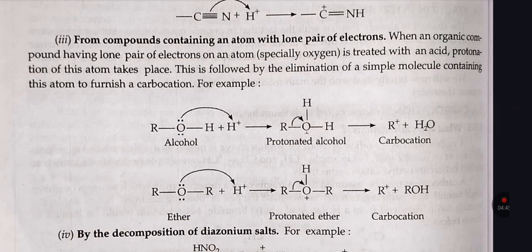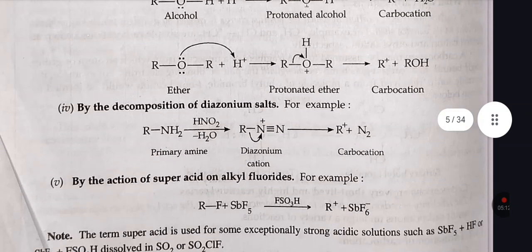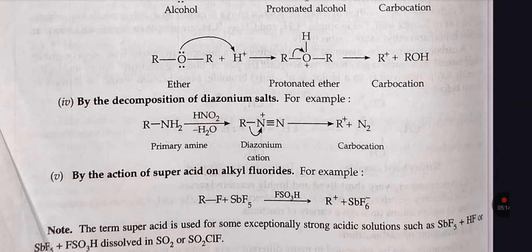From compounds containing an atom with a lone pair of electrons. When an organic compound having a lone pair of electrons on an atom is treated with an acid, protonation of this atom takes place. This is followed by the elimination of a simple molecule containing this atom to furnish a carbocation. For example, alcohol plus H positive will give protonated alcohol, which further gives carbocation. Ether plus H positive will give protonated ether, which will further give carbocation plus ROH. Also by the decomposition of diazonium salt.